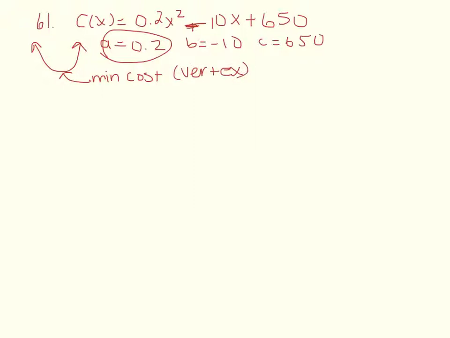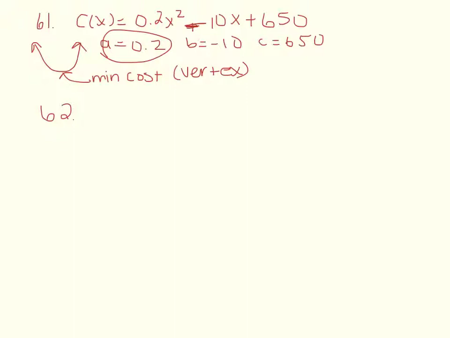Okay, the one that I want to solve is actually number 62 because it's a little bit different. From the top of a building, a ball is thrown straight up with an initial velocity of 32 feet per second. The equation h equals negative 16t squared plus 32t plus 48 gives the height of the ball t seconds after it is thrown. Find the maximum height reached by the ball.